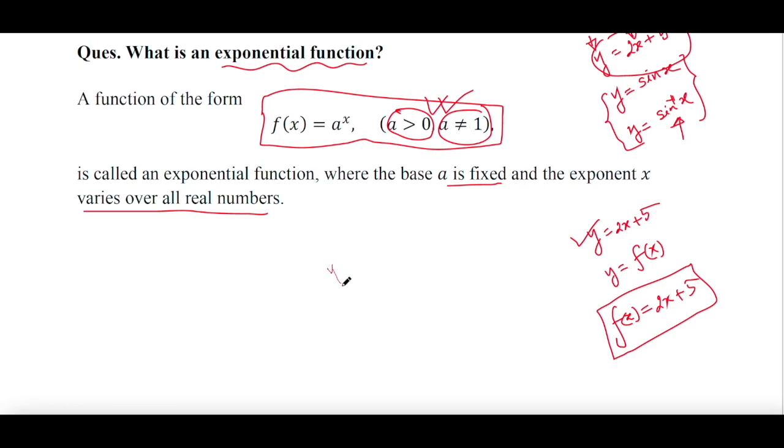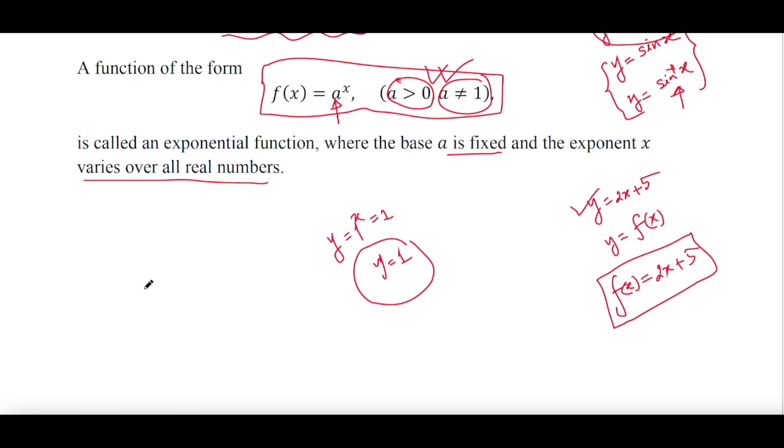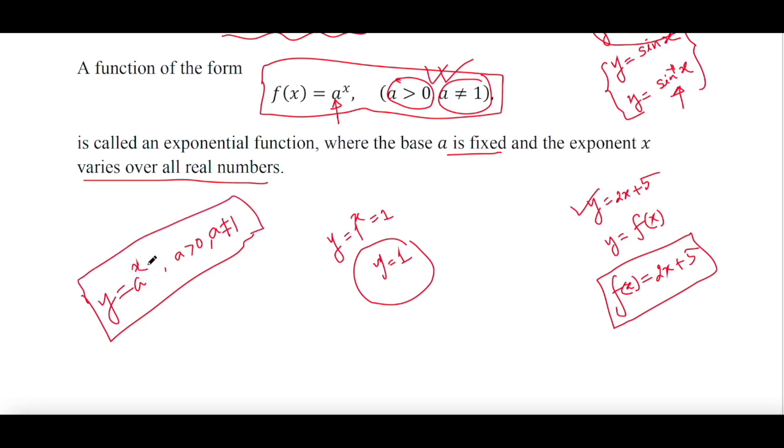Why should the base not be equal to 1? You see, if y equal 1 to the power x, then it will be 1. So y equal to 1 is a constant function. This is not an exponential function. Therefore, the restriction on a is this: a should always be positive but not equal to 1. So y equal a to the power x, where a is positive and a not equal to 1, is called an exponential function, where exponent x varies over all real numbers. However, a is fixed.